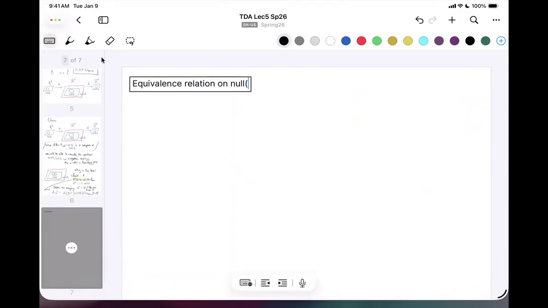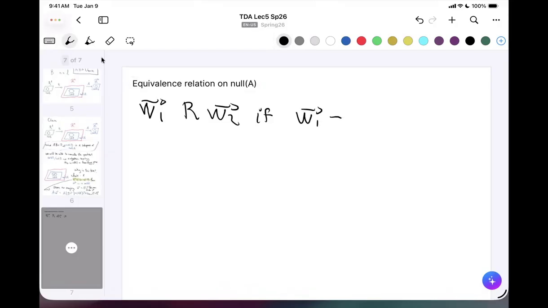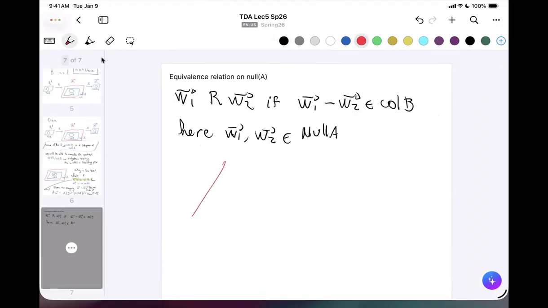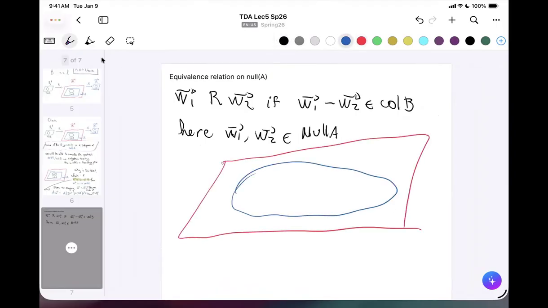So you can do an equivalence relation on the null space, which is just that two vectors, W1 is related to W2 if W1 minus W2 belongs to the column space of the matrix B. And here, W1 and W2 belong to the null space of A. Maybe just to make the picture a little larger, you have the null space of A. Here's where you have W1 and W2, and here you have the column space of B. So they are related if their difference is inside the column space.